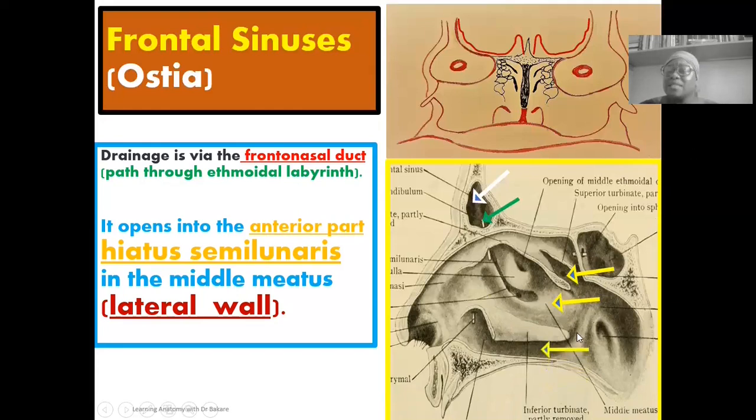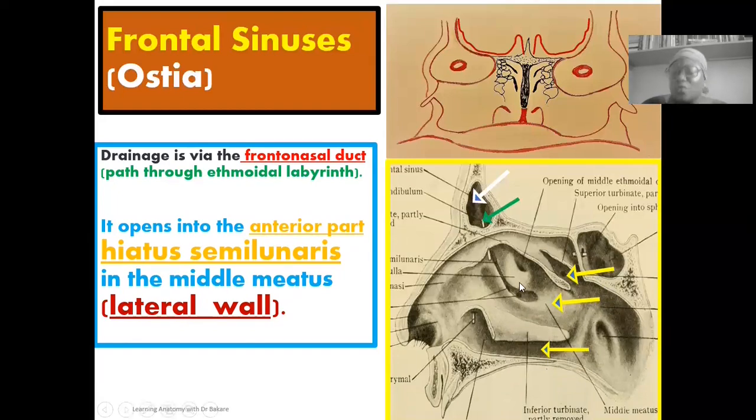So these meatuses are like spaces beneath the projections that are called the conchae. So in the middle meatus, if you look deep through the middle meatus, you see that there are specific or distinct projections also within the middle meatus.